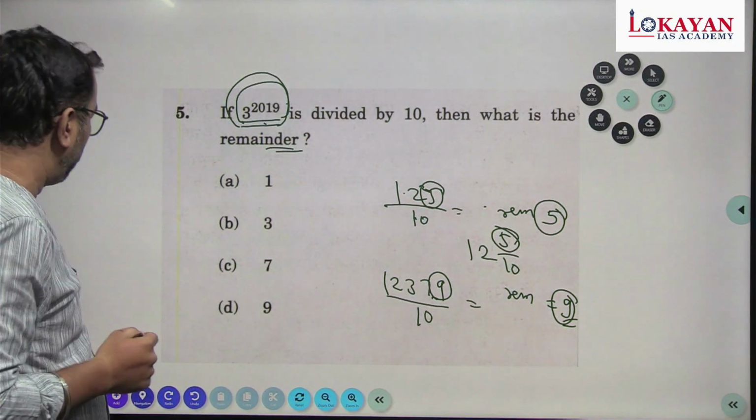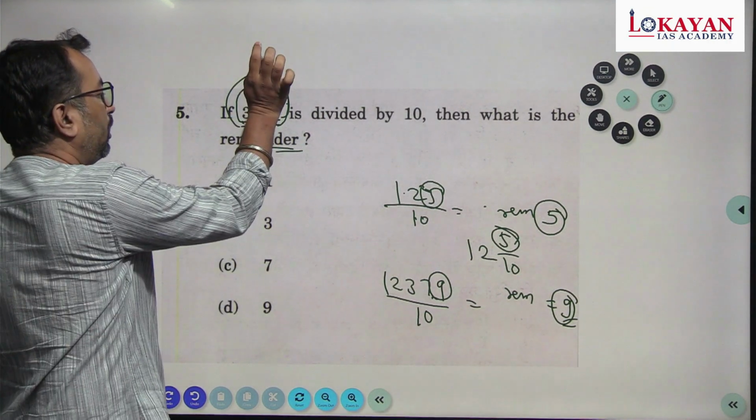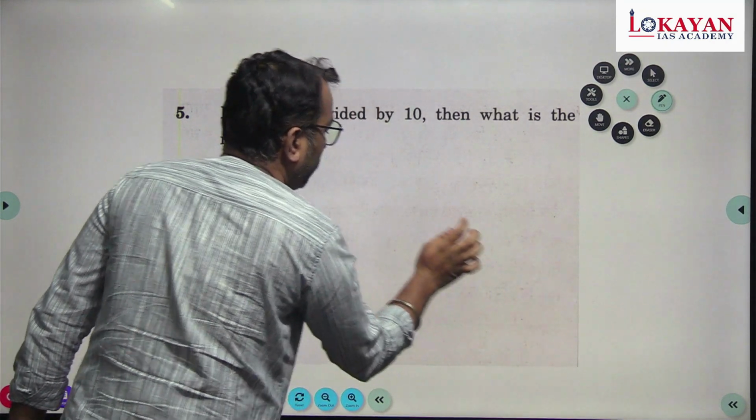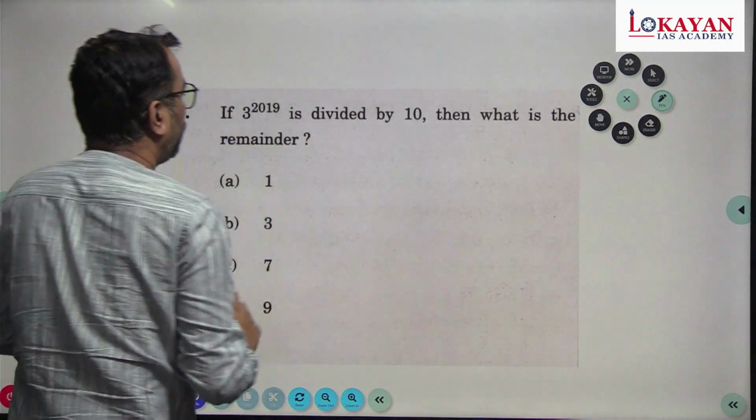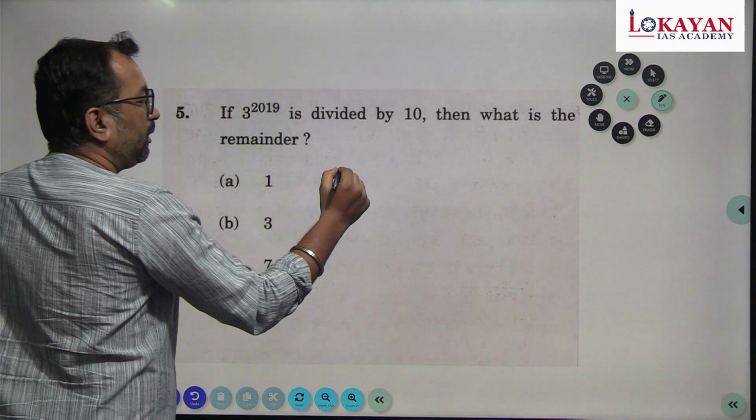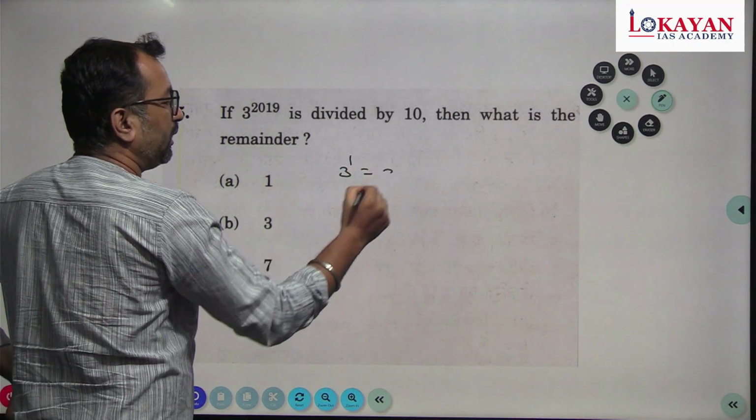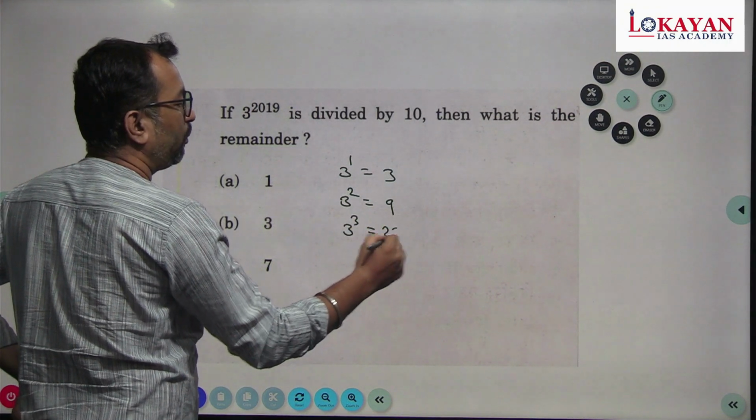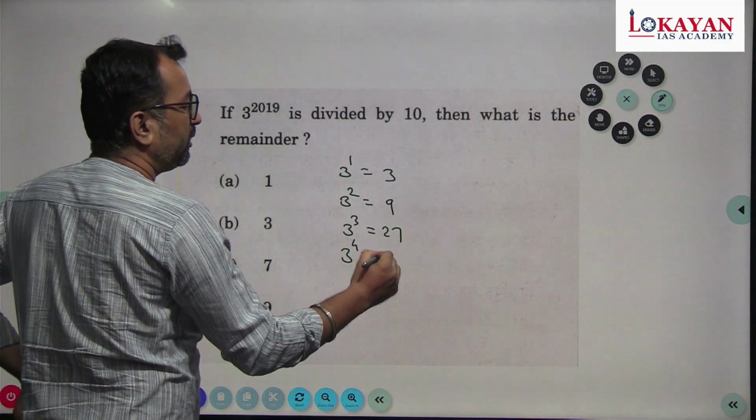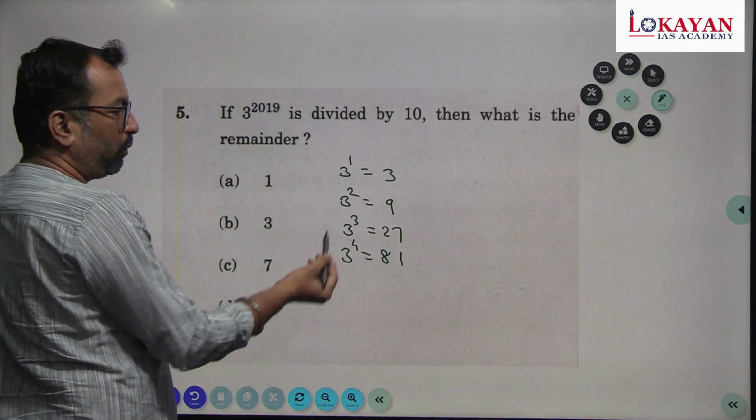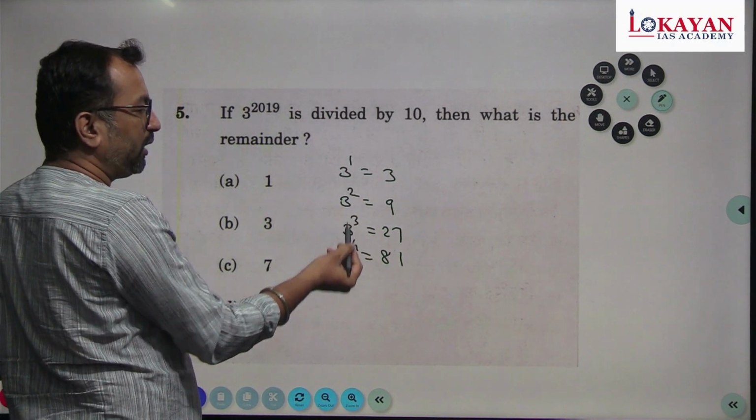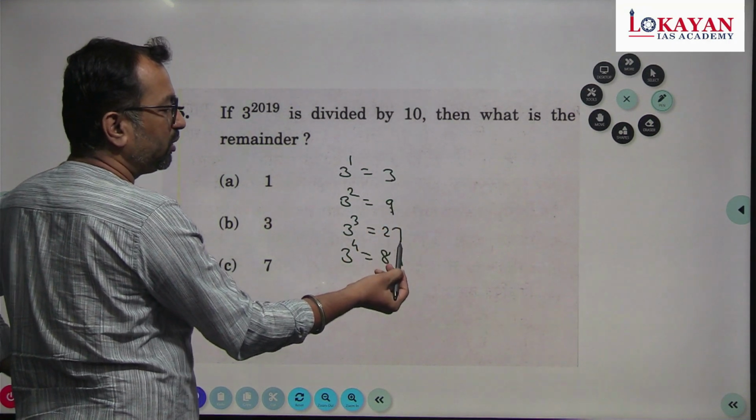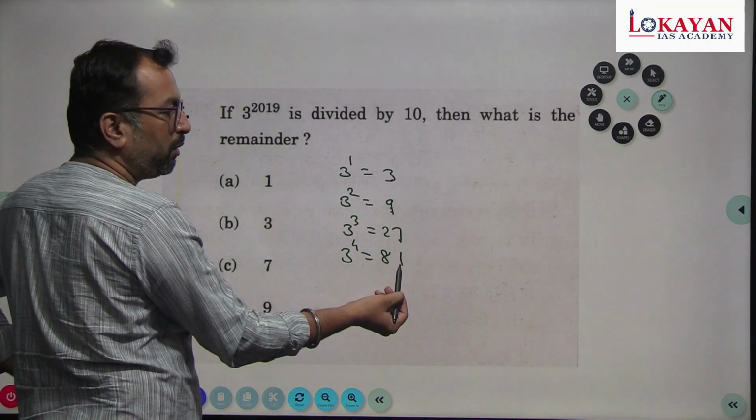Now how to find the unit place of such a big number, 3 to the power 2019? Tell me, what is 3 to the power 1? It is 3. What is 3 square? It is 9. What is 3 cube? It is 27. What is 3 to the power 4? It is 81. Right? When I am taking powers of 3, I am just multiplying the answer with 3. 3 into 3, 9. 3 into 9, 27. 3 into 7, unit place will be 1.